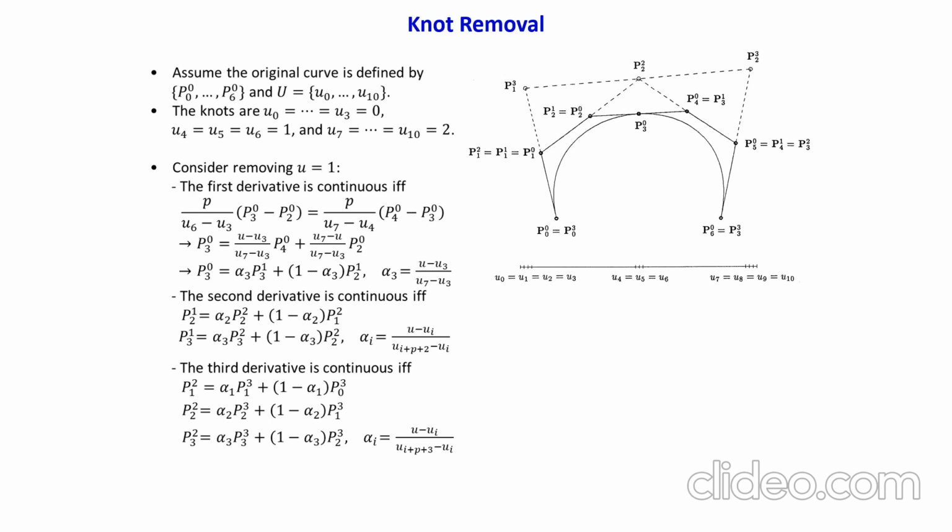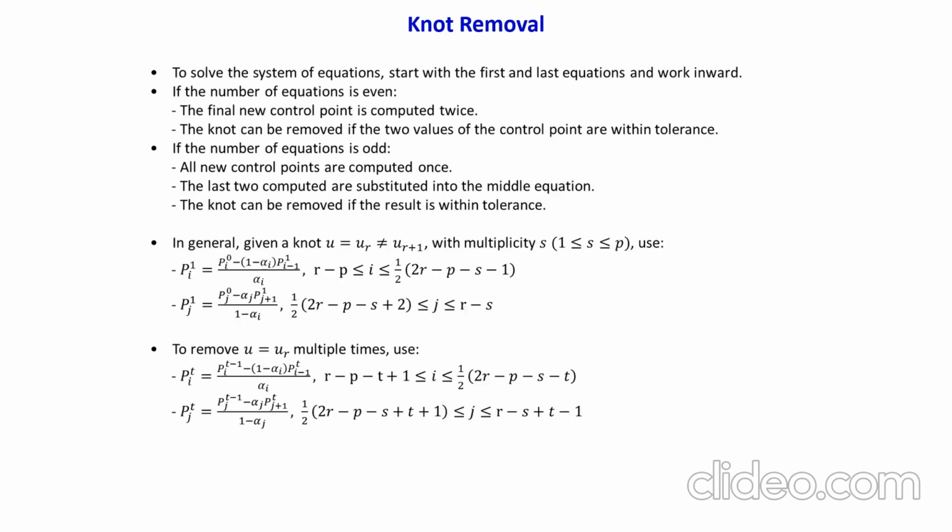Likewise, the second derivative at U equals 1 is continuous if and only if U equals 1 can be removed a second time, and the third derivative is continuous if it can be removed a third time. In general, to solve one of the systems of equations shown previously, we start with the first and last equations and work inward, computing the new control points.